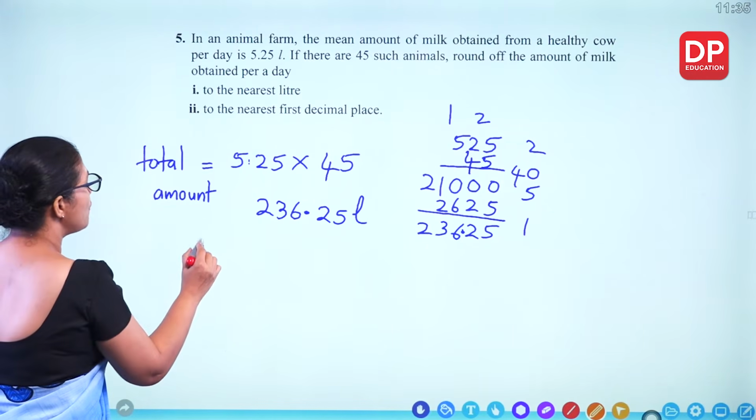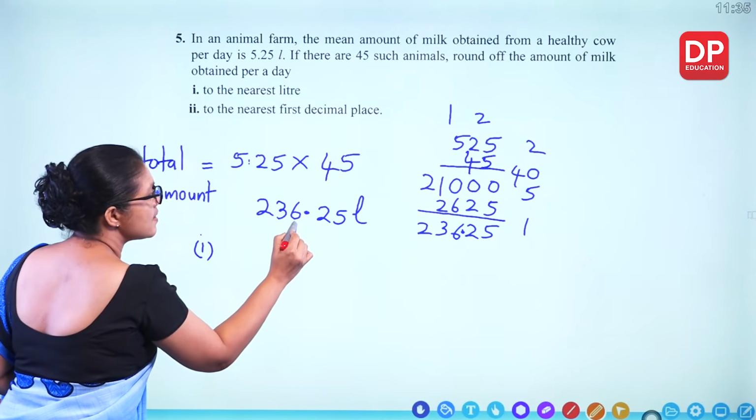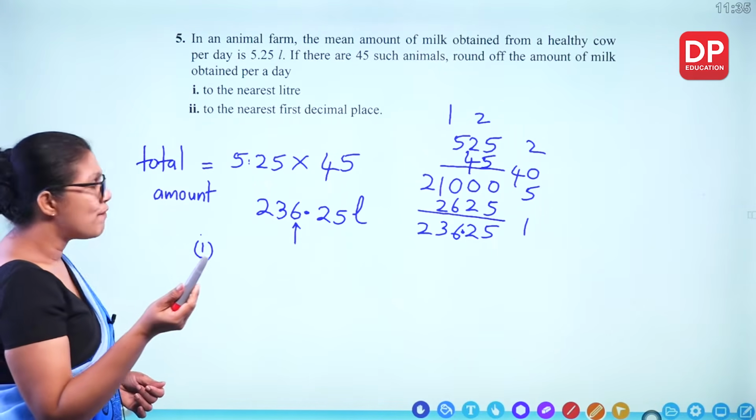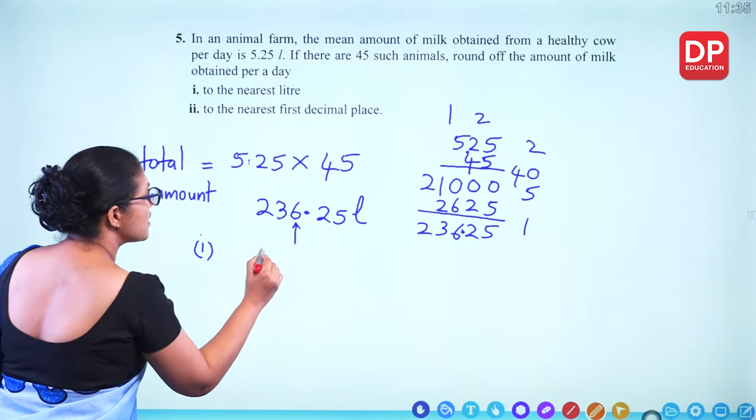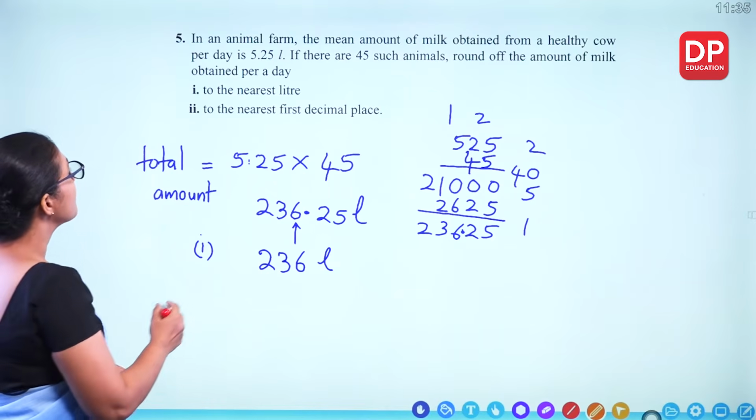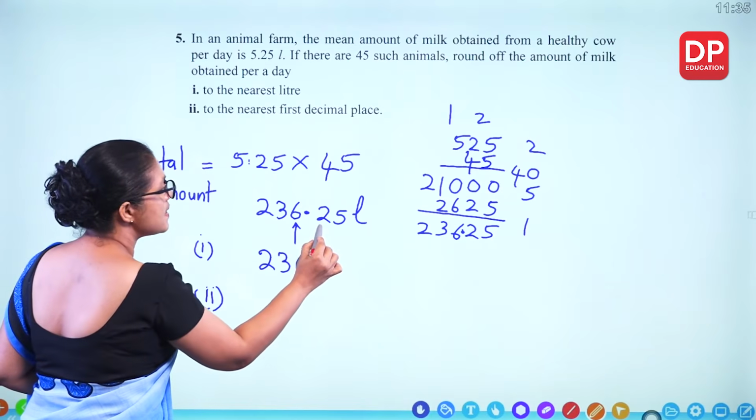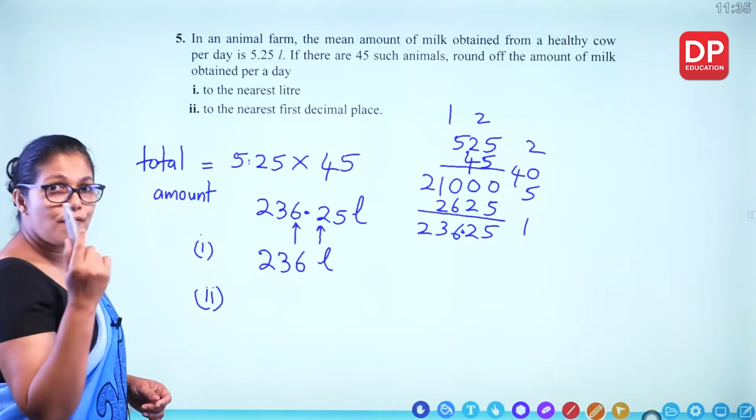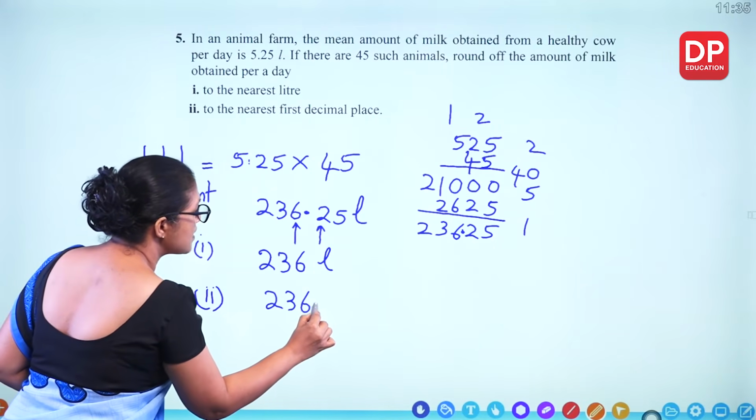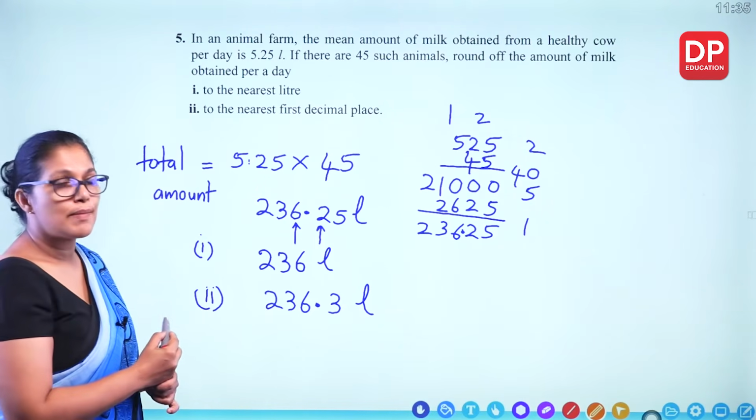Now round off this value correct to the nearest liter. The nearest liter is, this is the units place. The next digit is less than 5, so you don't add it. So what's the answer? 236 liters. To the nearest first decimal place. The first decimal place is here. The next digit is 5, so you need to add 1. So the answer is 236.3 liters, correct to first decimal place.